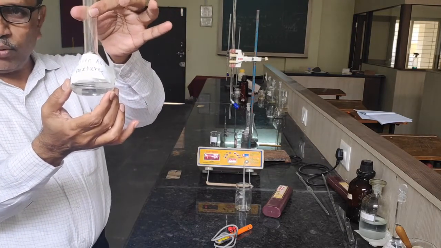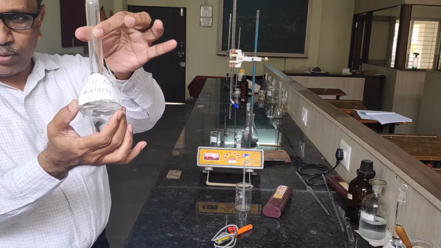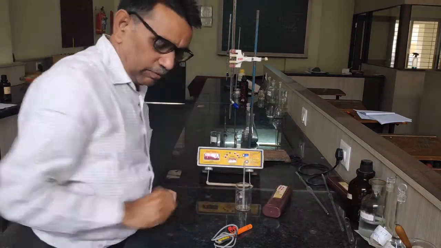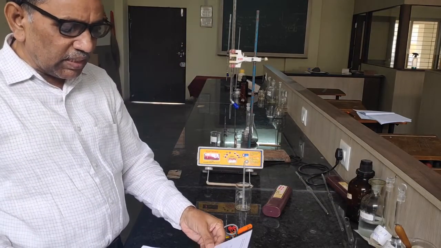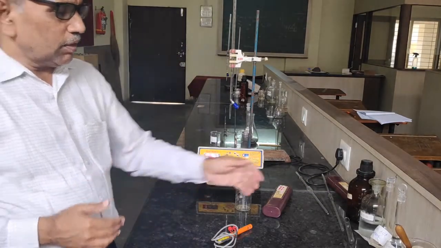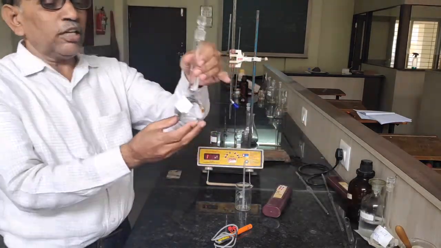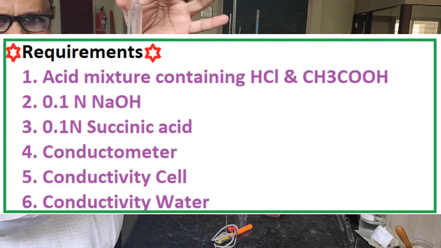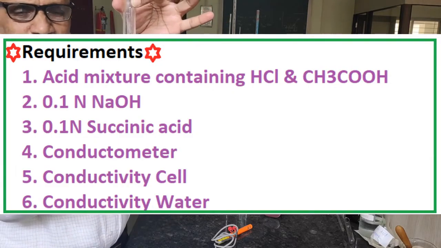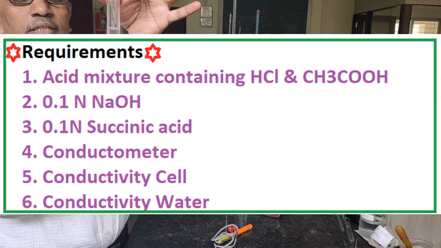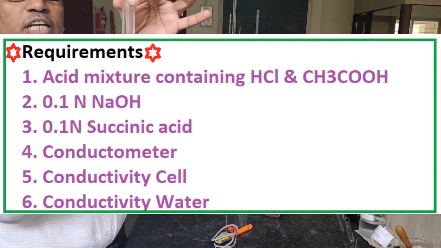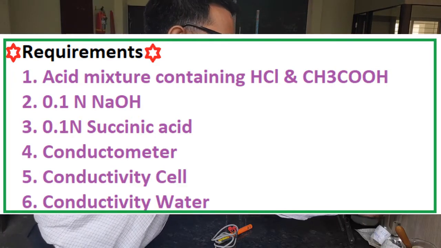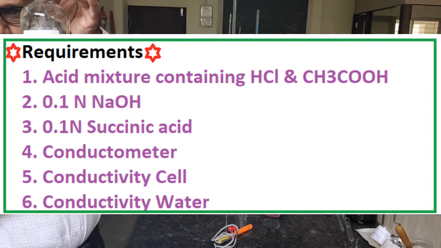We have to dilute this acid mixture solution, so later on we will do this. Then we require a succinic acid solution. I have already prepared 0.1 normal succinic acid solution. What is the use of this succinic acid solution? It can be used for standardization of this 0.1 normal NaOH solution.